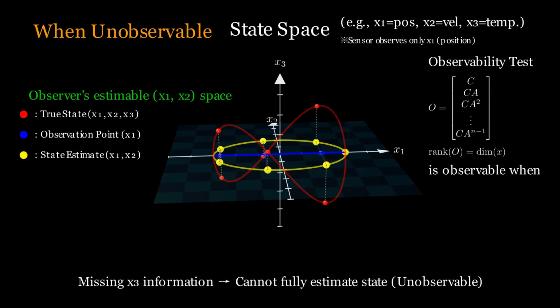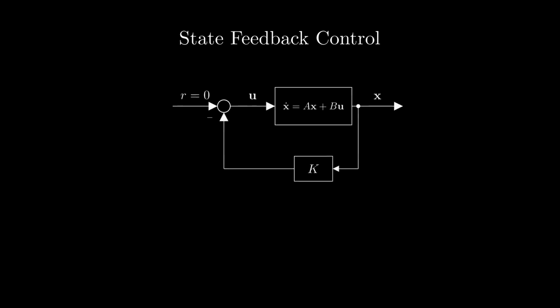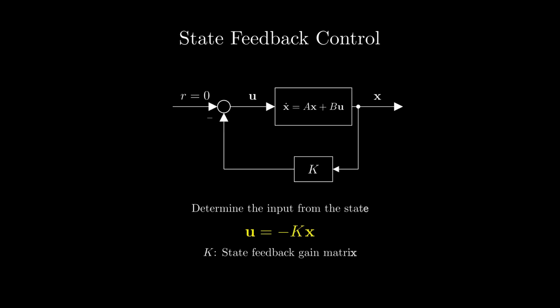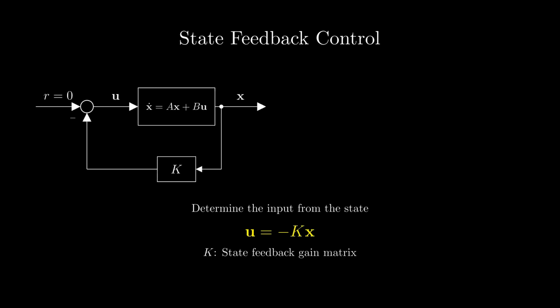So once you know a system is controllable, what can you actually do? If a system is controllable, you can use a technique called state feedback. This is a method where you determine the control input U as a linear function of the state vector x. That is, U equals minus kx. K is called the feedback gain matrix.